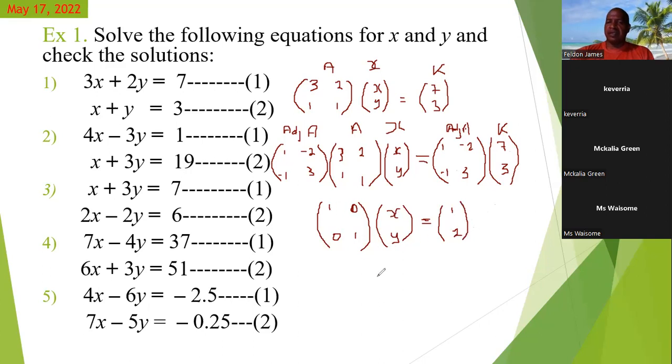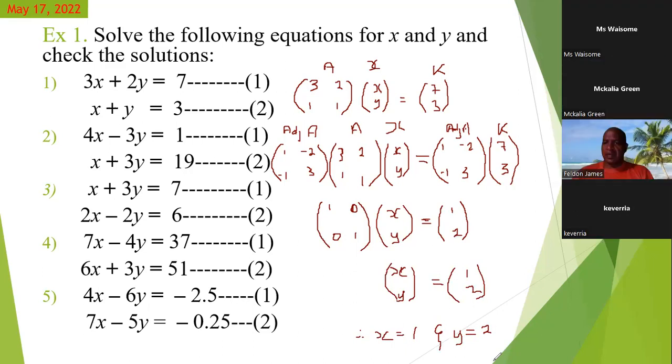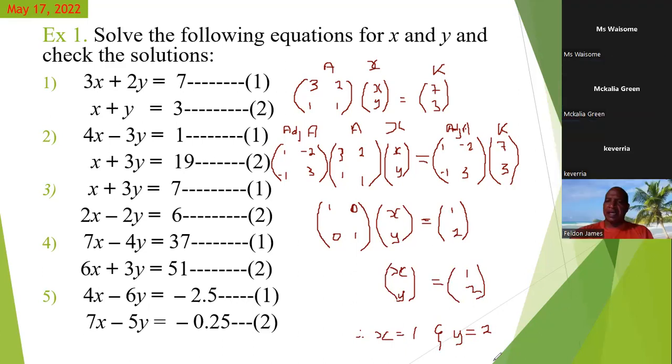All right, so now you group these together. So you would have 1x, which is just x, and then 1y, which is just y, and that is equal to 1 and 2. Then you equate the corresponding elements, so therefore x is equal to 1 and y is equal to 2. Let me see the answer, those who got that. All right, so that's the answer for our question 1.